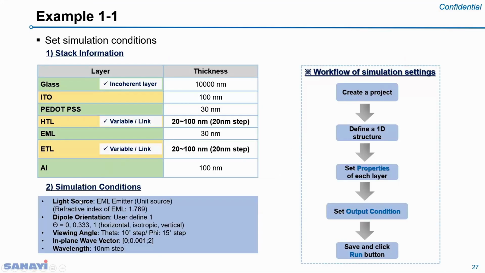Also, in the simulation conditions, there is light source information of EML. By adding an emitter, the efficiency and light emission characteristics of OLED devices can be checked. There are two ways to define an emitter. It is divided into either defining a unit source with an intensity of 1 or defining a particular light source dB with emitter characteristics. In this example, for emitter, unit source is used.